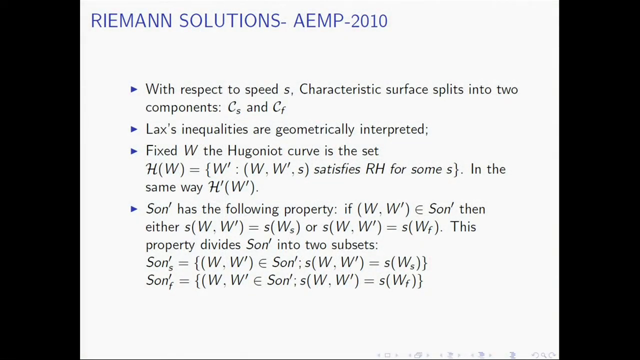The sonic prime surface has the following property. Given a point in sonic prime, either the speed is the slow speed here, or the fast speed here. Okay, this is a characteristic speed. This property divides sonic prime into subsets: sonic prime S and sonic prime F.